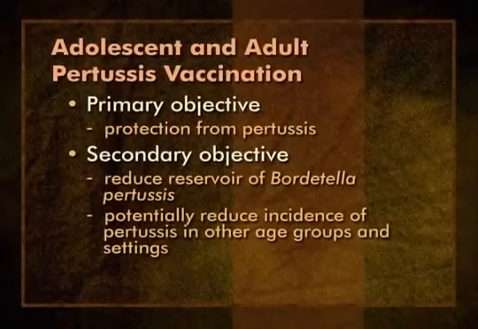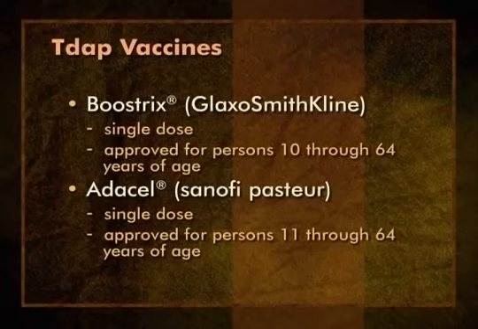Protection from pertussis is the primary objective of our adolescent and adult vaccination program. The secondary objective is to reduce the reservoir of Bordetella pertussis in the adolescent and adult population. This could potentially reduce the incidence of pertussis in other age groups, particularly infants, and in other settings, such as healthcare facilities. 2 manufacturers produce Tdap vaccines.